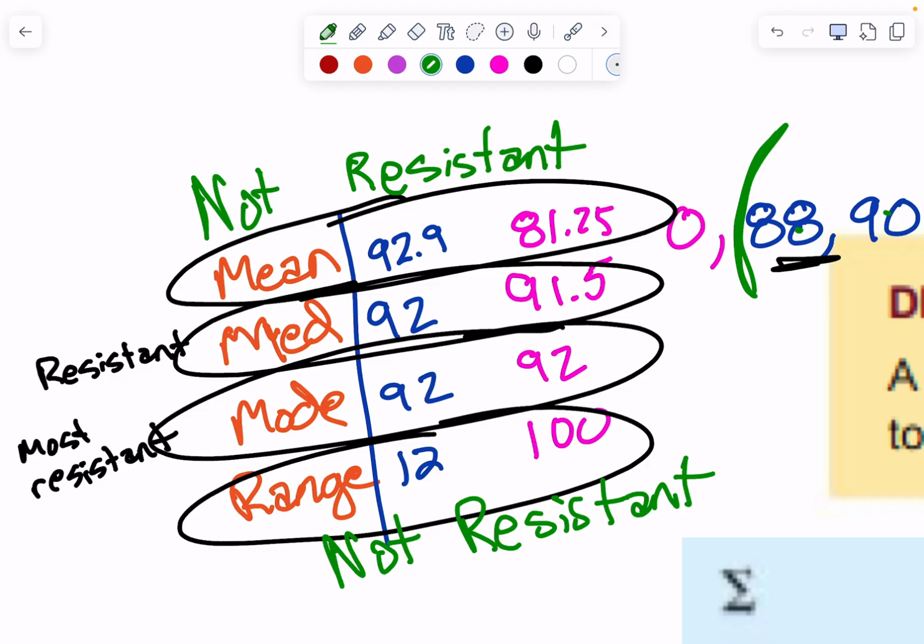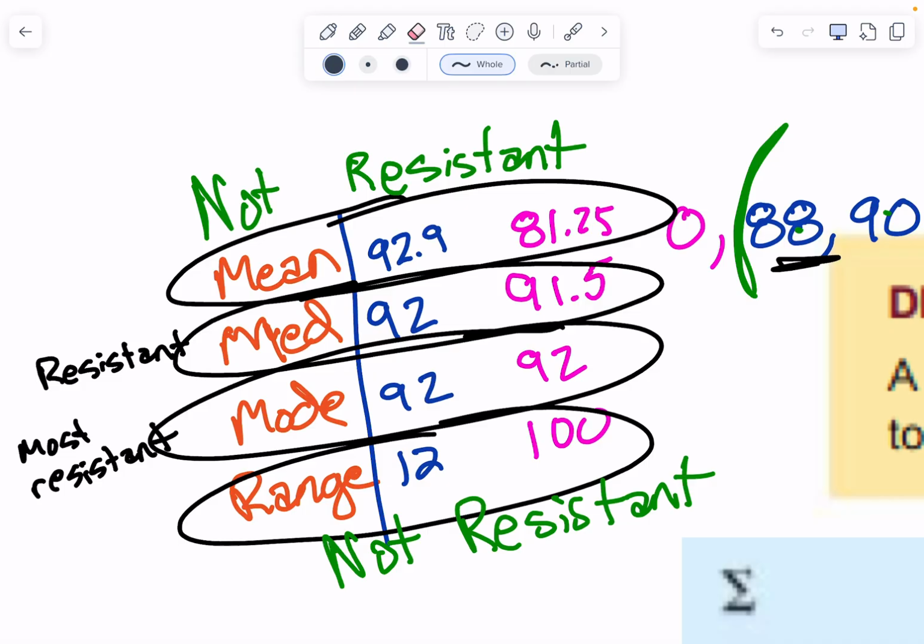Now, does it usually go in that order? Range is the least resistant. It's going to change the most. The mean changes the second most. The median changes just slightly, and then the mode shouldn't change at all. Is that always how it works? Not always. I don't know. Ask that question again.